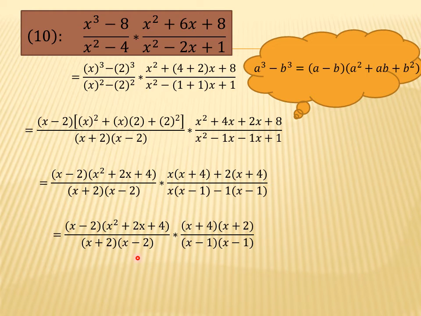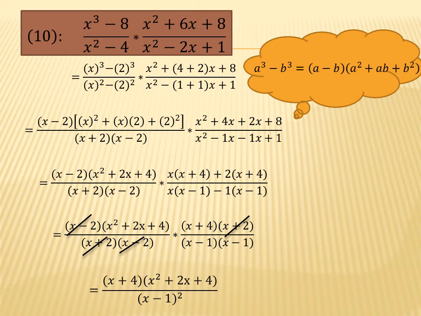Now looking at our fractions, first is x minus 2. Is there any other x minus 2? Yes, here is the x minus 2 in the denominator. So numerator and denominator can be cancelled, and x plus 2 with this numerator. x square plus 2x plus 4, it doesn't have any match. x plus 4, x minus 1, x minus 1, they are all singles. So we have to write it together, (x plus 4) into (x square plus 2x plus 4), and as we were having x minus 1 twice, I will write it as (x minus 1) whole square.